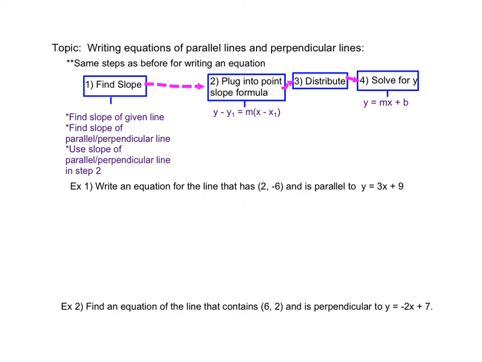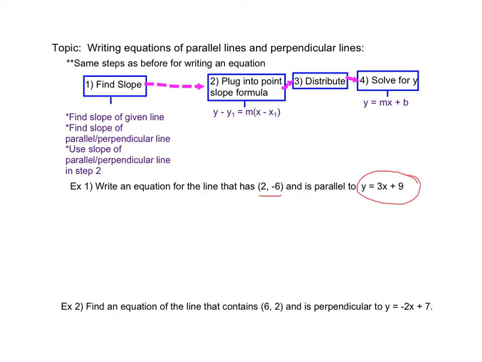Going ahead with the first one, I want to write an equation that goes through this point but is parallel to this line. Well, if you remember, I need two things to write an equation. I need a point and a slope. Well, I have the point, but now I need the slope.